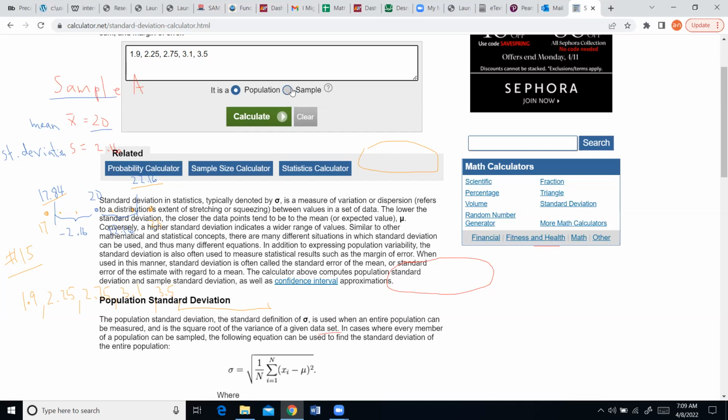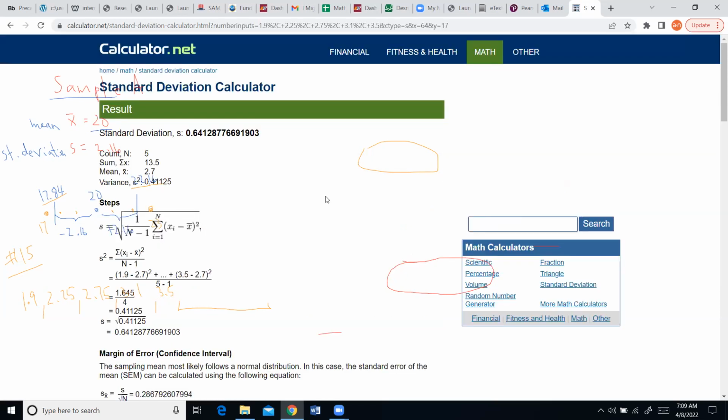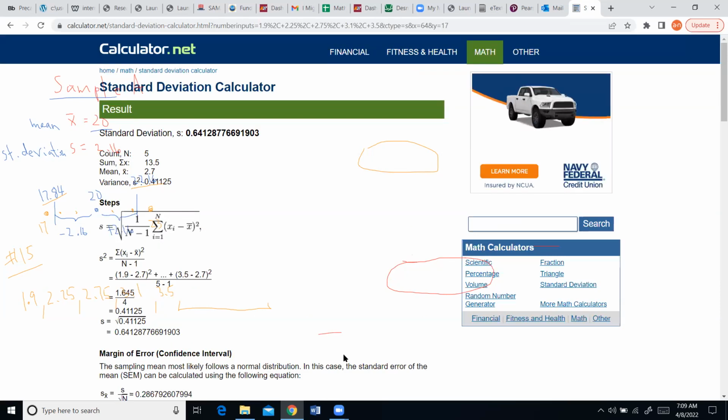Now, the important part: treat it as not a population, but a sample, because we're looking for the sample standard deviation. We're never going to look for population standard deviation in this class. And after I clicked calculate, right away the calculator gave me the sample mean, the average, and this is right here, 2.7.